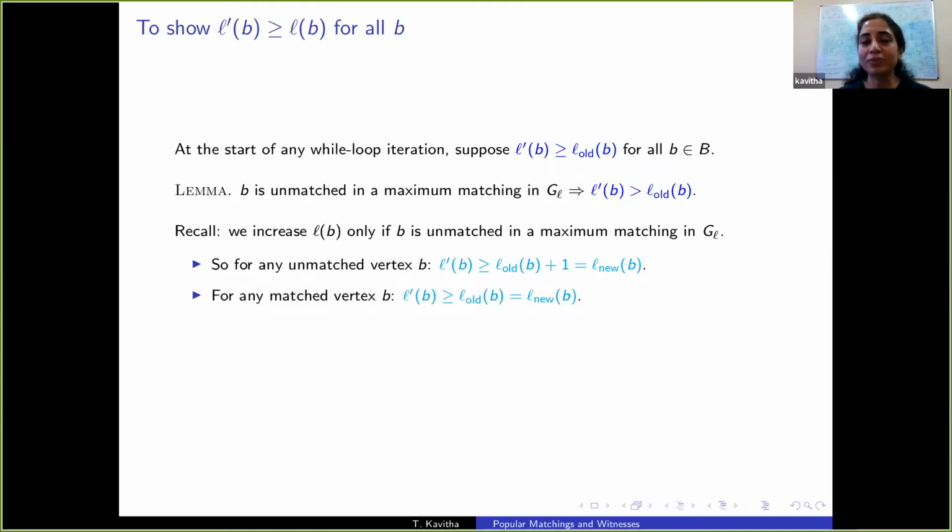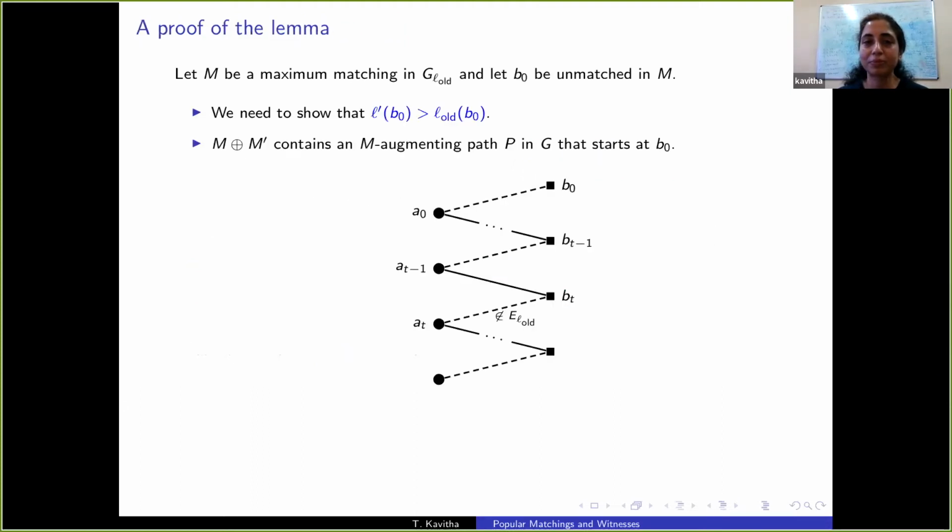And for any matched vertex, we leave the L value alone. So at the end of the while loop, our inequality will still be maintained. So the lemma is basically claiming that the inequality is strict if, sorry, I should have kept saying our maximum matching. So please replace "a maximum matching" with "our maximum matching", the maximum matching computed by our algorithm. Yeah, so let's prove the lemma.